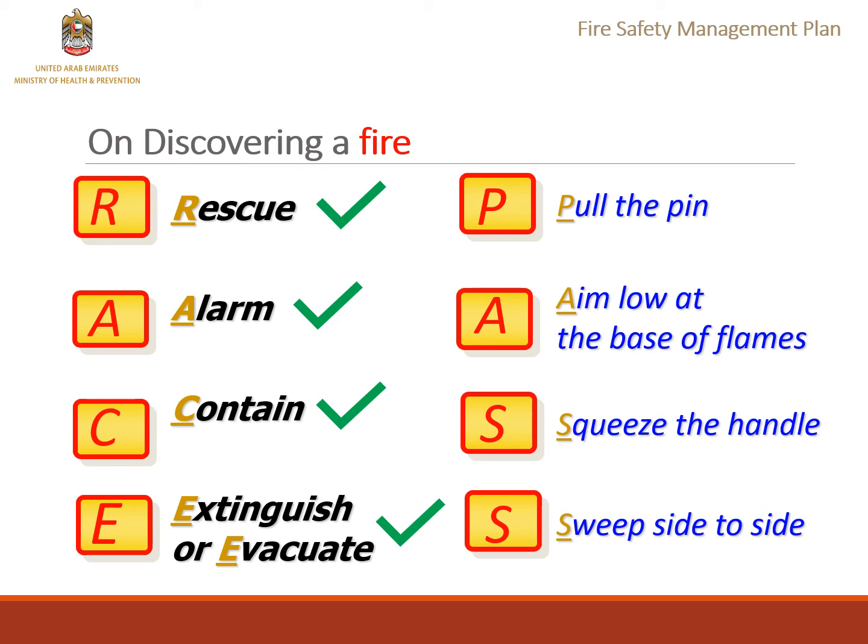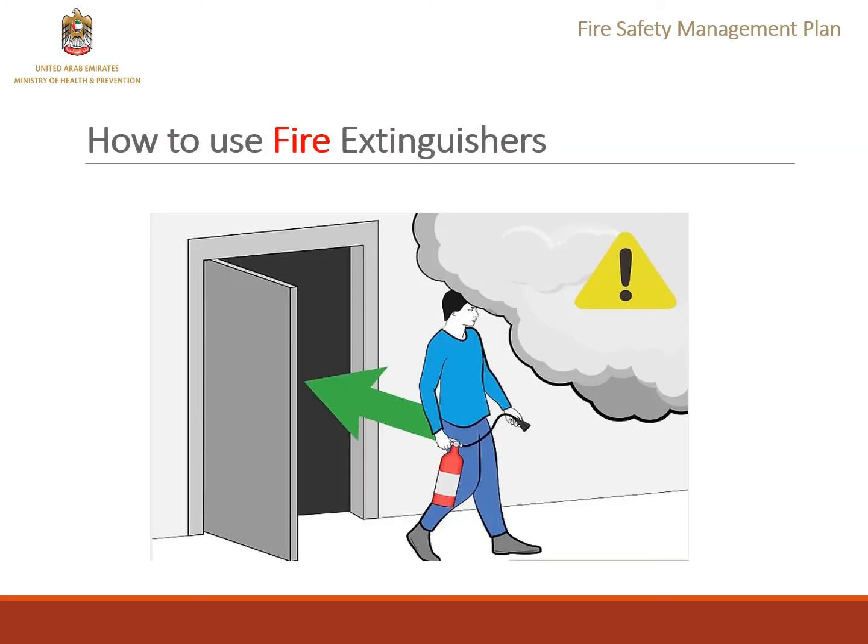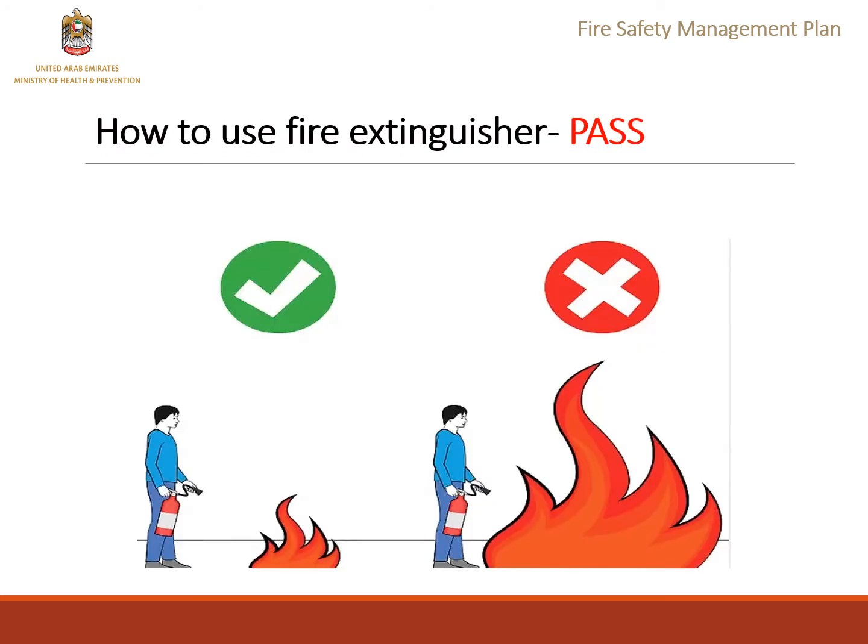Now that we have completed the first four steps of the fire response procedure, rescue, alarm, contain, extinguish, or evacuate, we can move to the next steps, which are how to use the fire extinguisher. Before you start using the fire extinguisher, make sure your back is to the door so that if the fire can't be controlled, you'll be able to easily step out and close the door to contain the fire. If the fire in fact can't be controlled, immediately leave the room and close the door behind you. To effectively extinguish fire, you need to stand 2 meters away from it.